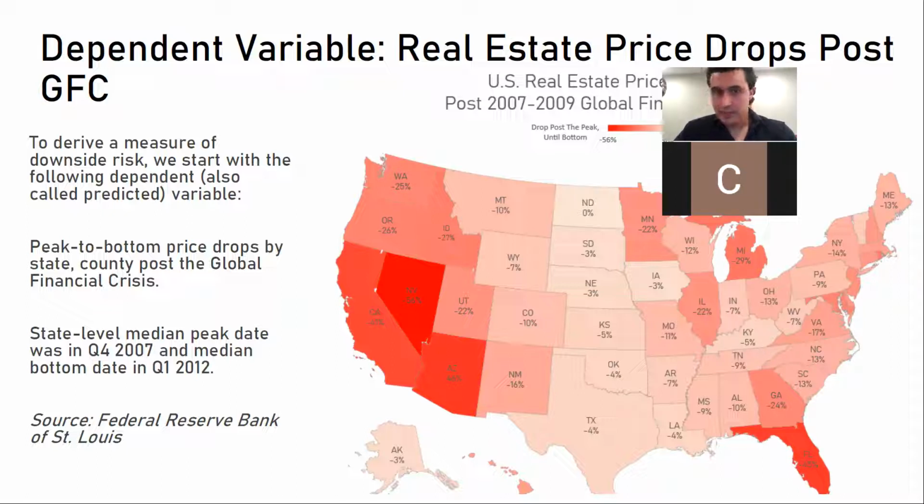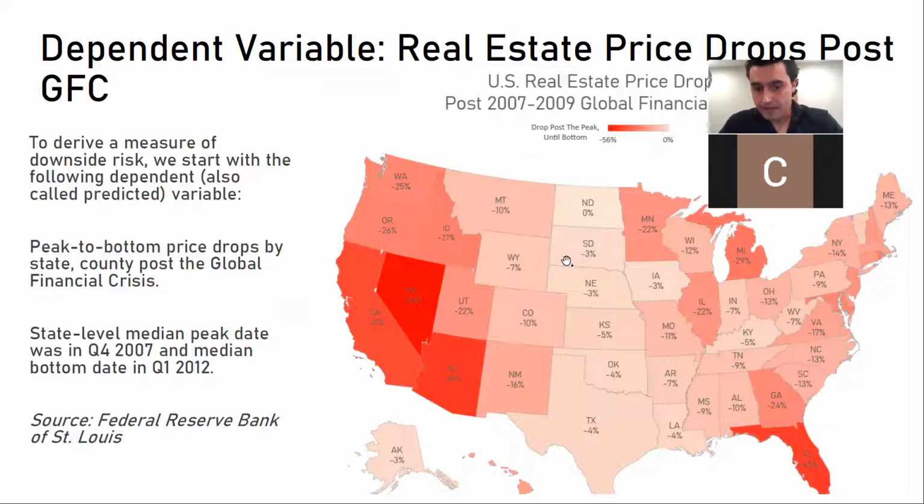So we can use the downturns, the price drops, peak to bottom, post the global financial crisis as a dependent variable, and try to derive a measure for downside risk. And so at the state level, the median peak was in the fourth quarter of 2007, and then the bottom was 4 years and 1 quarter later, in the first quarter of 2012. And you can see here the big dropping states of California, Nevada, Arizona, and Florida at the time.